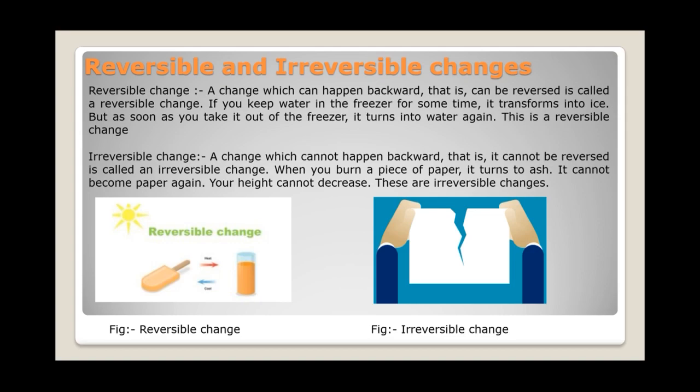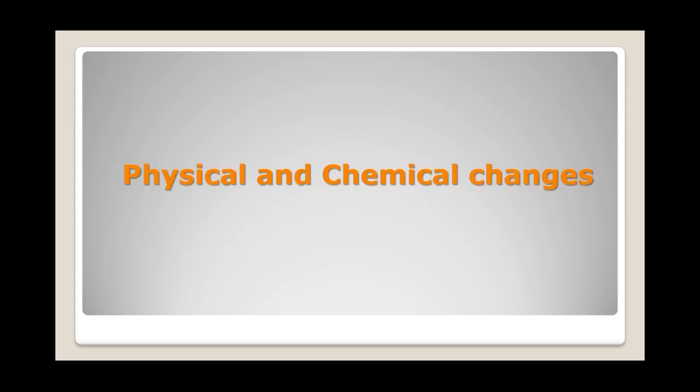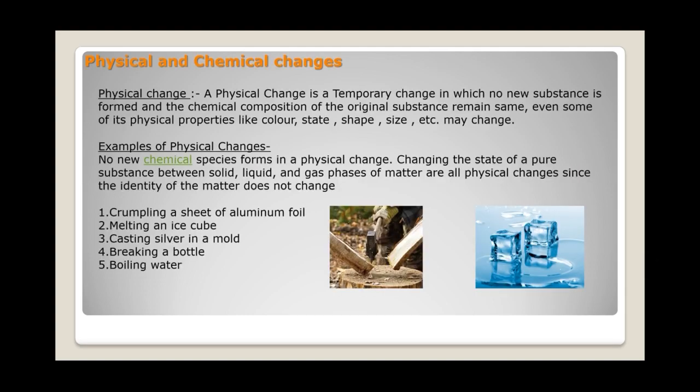Okay, so let's move to our next kind of change, that is physical and chemical changes. Now first we discuss physical change. Now look at picture number 1 and 2. Okay, in the first picture, wooden logs are being cut into smaller pieces, and in the second picture, melting of ice.